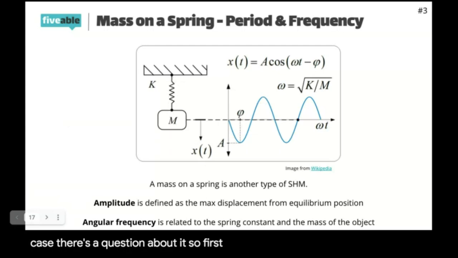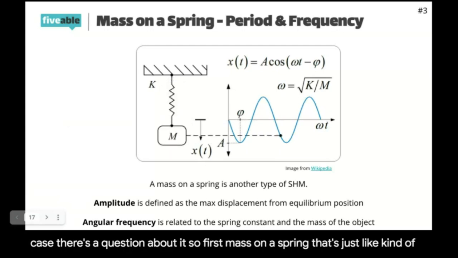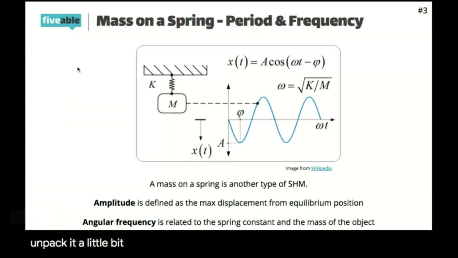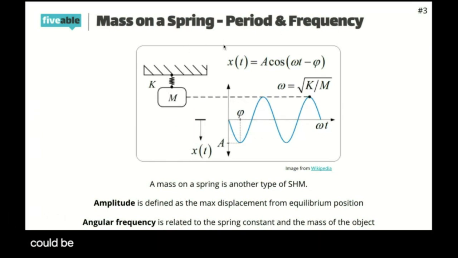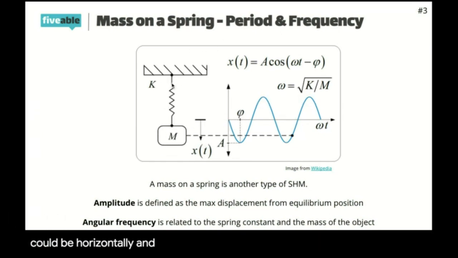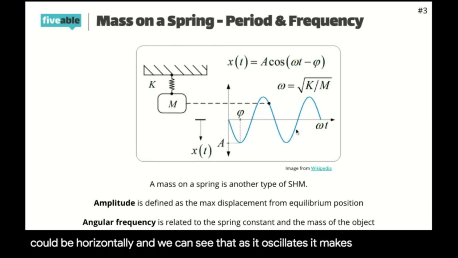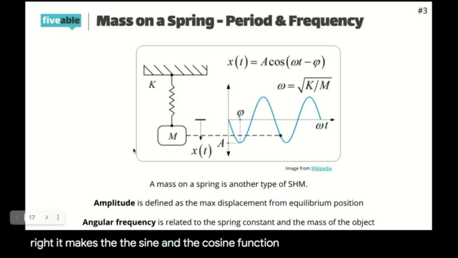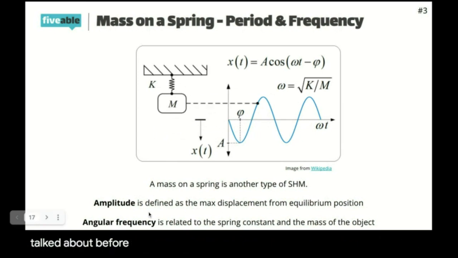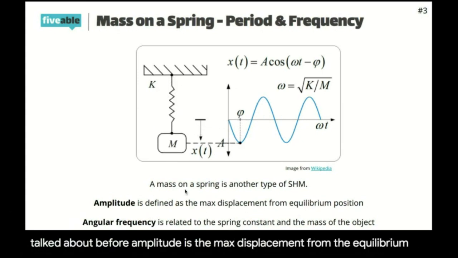So first, mass on a spring, let's unpack it a little bit. Here's what it looks like. It could be in this direction. It also could be horizontally. And we can see that as it oscillates, it makes this wave. It makes the sine and the cosine function. This is the same deal as we talked about before. Amplitude is the max displacement from the equilibrium position.